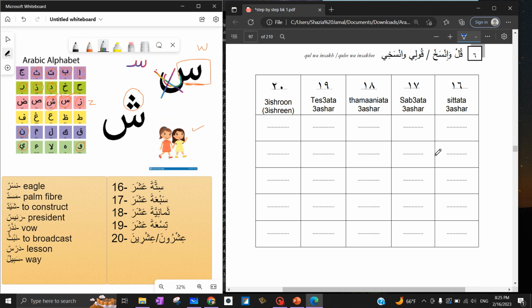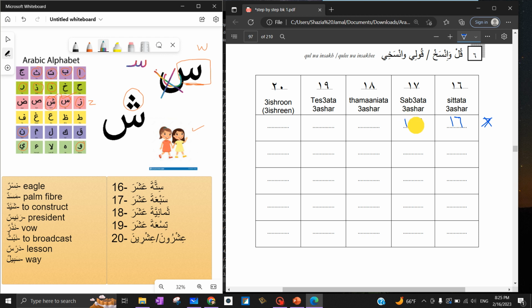Qul wa insakh. Now here they have introduced the other five numbers, that is the 16, sittata ashara. You can write it like 7, but it shouldn't be like this. It should go out. The line should be a bit out. It shouldn't be written like a 7, but it does look like a 7 when you write Arabic sitta.